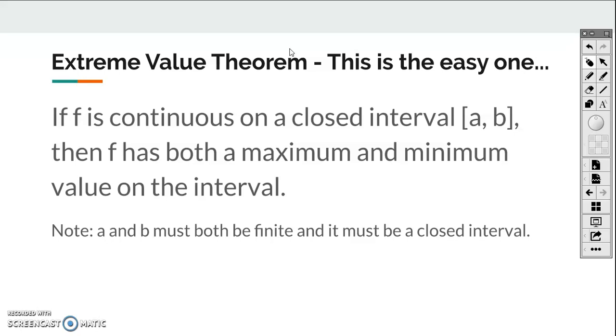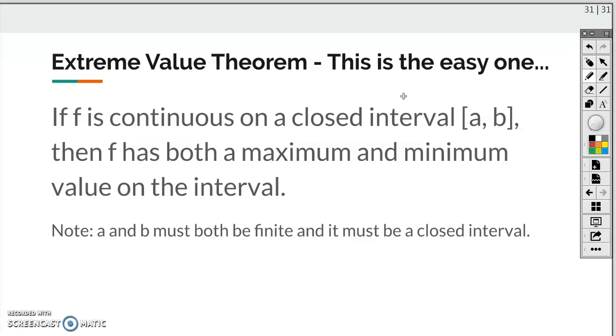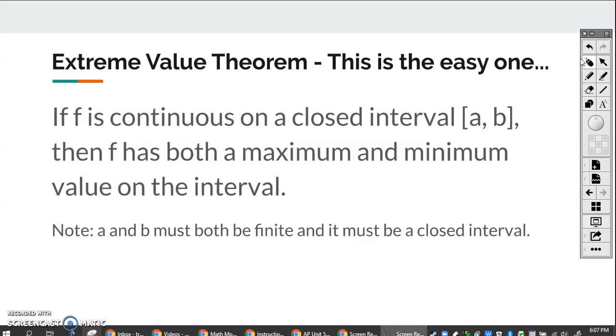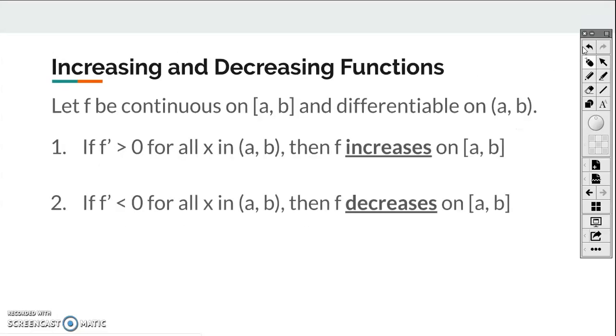The extreme value theorem, this is the one that I think is the easiest. If f is continuous on a closed interval, then it has a maximum and a minimum. Keep in mind that a and b must both be finite, and it has to be a closed interval, not an open interval. Basically, if the two endpoints are connected, you have to have a highest point and you have to have a lowest point. And you guys will see how this is asked on the AP as you work through the practice.